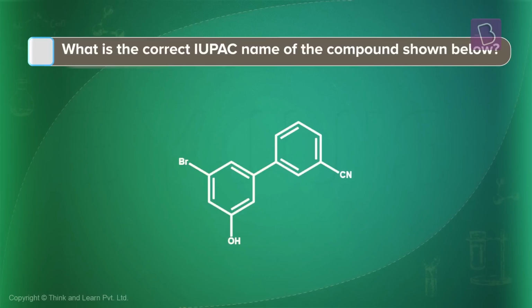One benzene ring seems to have two substituents, as in one bromo group and one hydroxyl group, whereas the other benzene ring, which is attached to the first benzene ring, has a cyano or a CN group attached to one of its carbons. So there you go. The two benzene rings are attached to each other via a carbon-carbon bond. Now, how do we go about naming this particular compound?